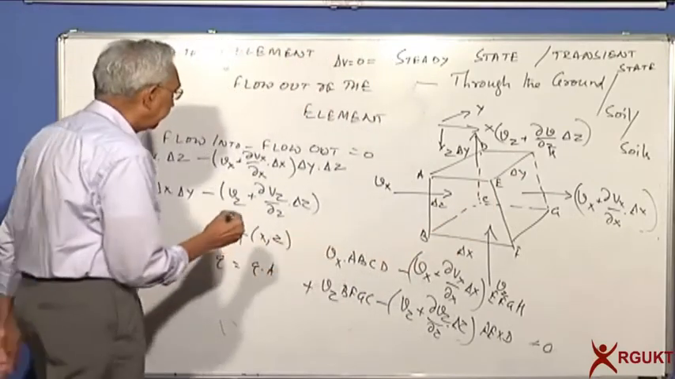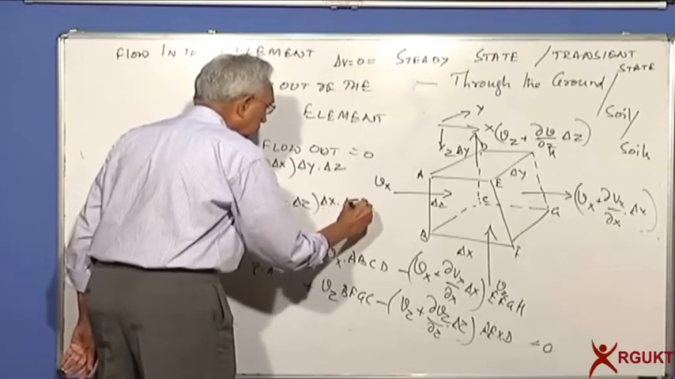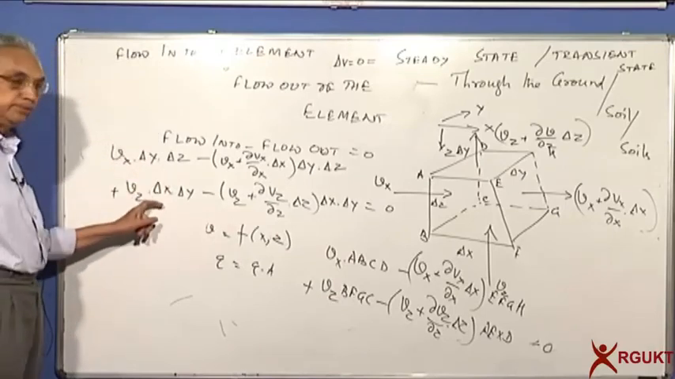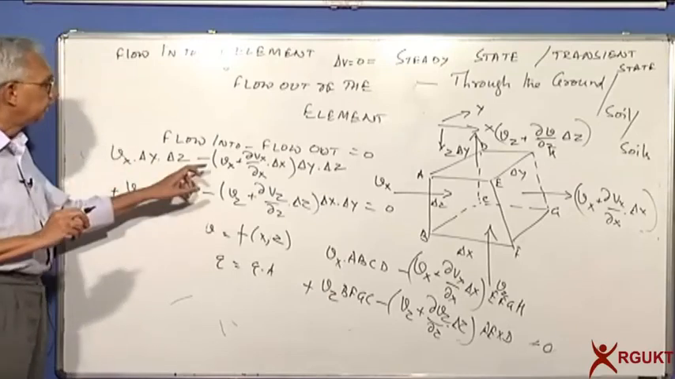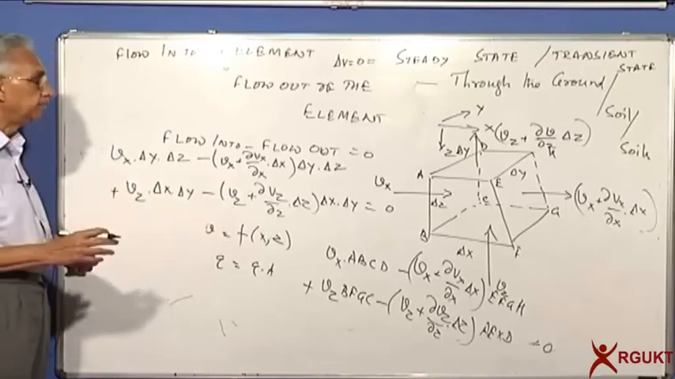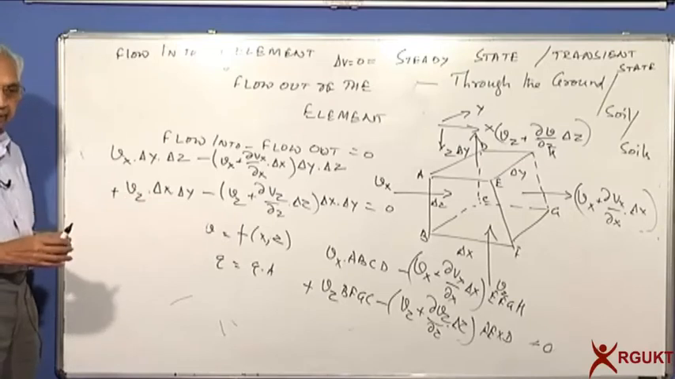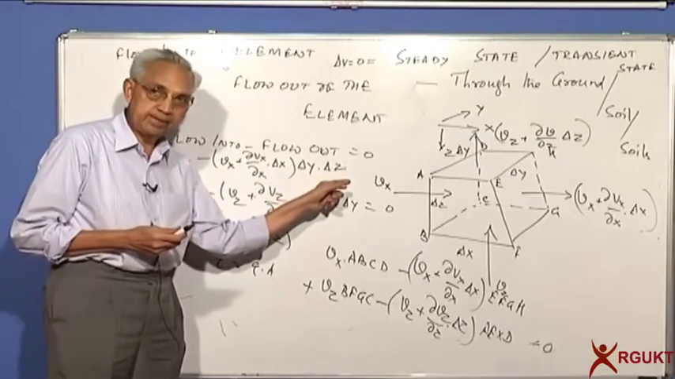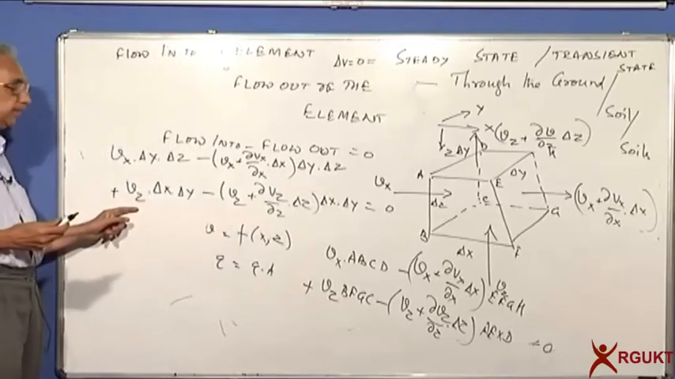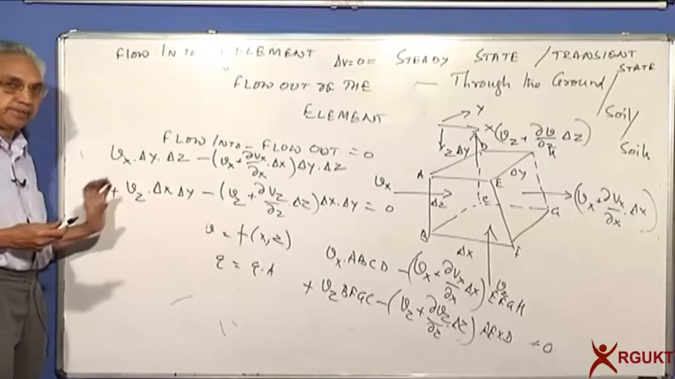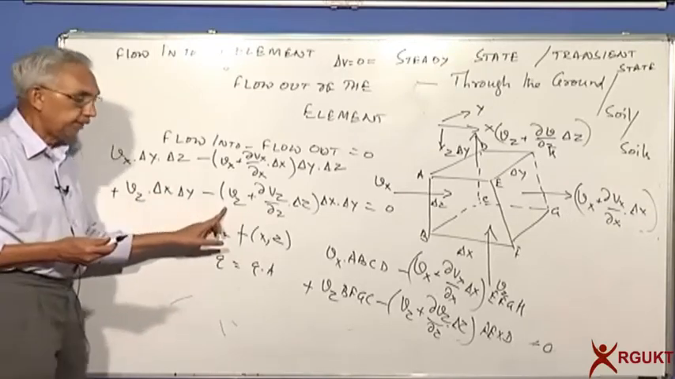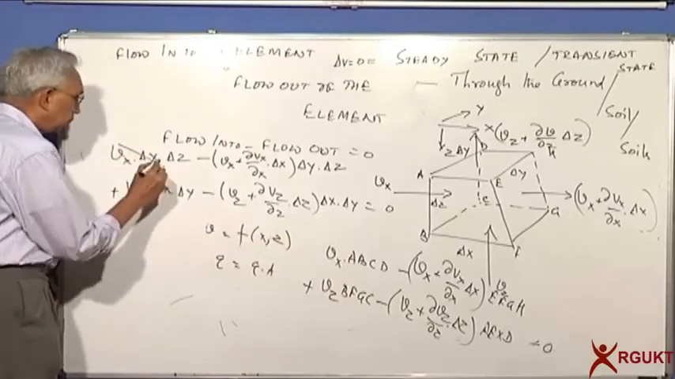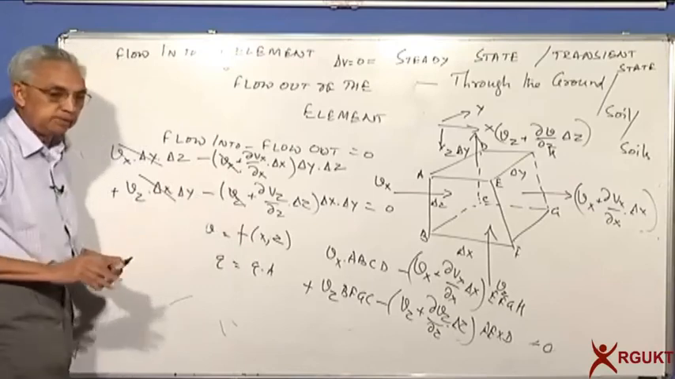So we now know the areas. First, Vx into this area, and Vz into delta X delta Y, give you the amount of flow into the element. The second, these two terms, give you the amount of flow out of the element. Now you can simplify this expression very easily. It is not a big problem. You can see that we have Vx into delta Y delta Z, minus Vx into delta Y delta Z. Similarly, Vz, the velocity in the Z direction, into delta X into delta Y is the amount flowing in, minus Vz into delta X into delta Y. So I can simply cancel these terms and get a simple expression.